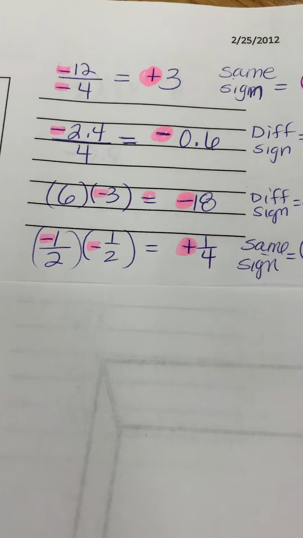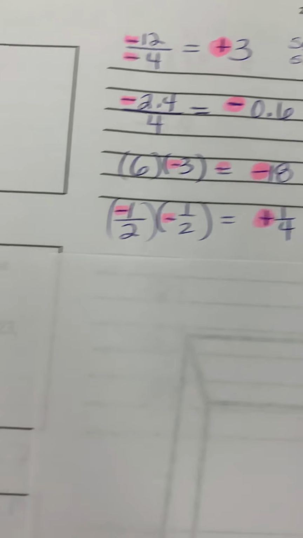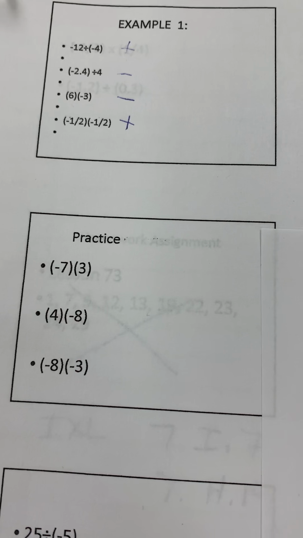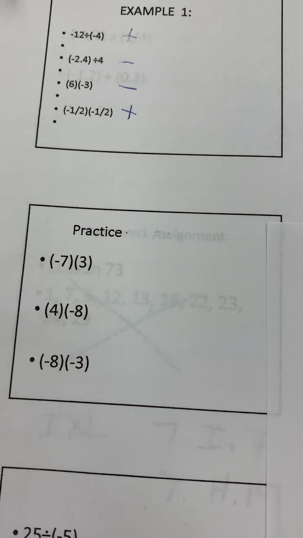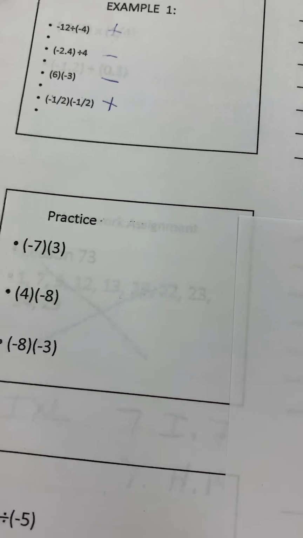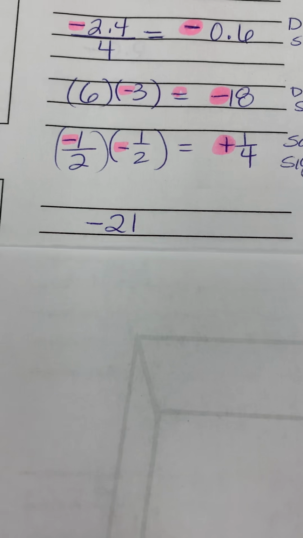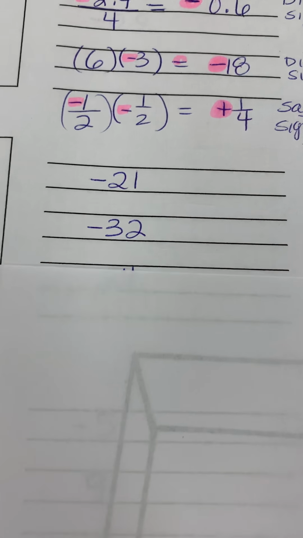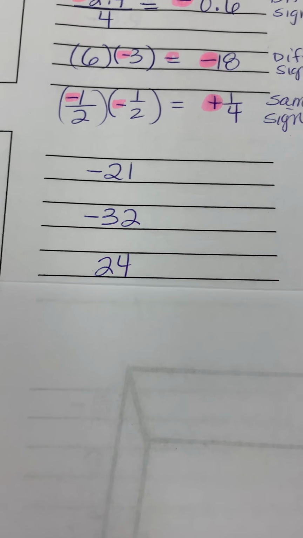Okay, well, hopefully you've done that. So let's go through and take a quick look. We know that 7 times 3 is 21, 4 times 8 is 32, and 8 times 3 is 24, but it's the symbol that we're concerned with. So the first one you should have gotten negative 21, then negative 32, positive 24.